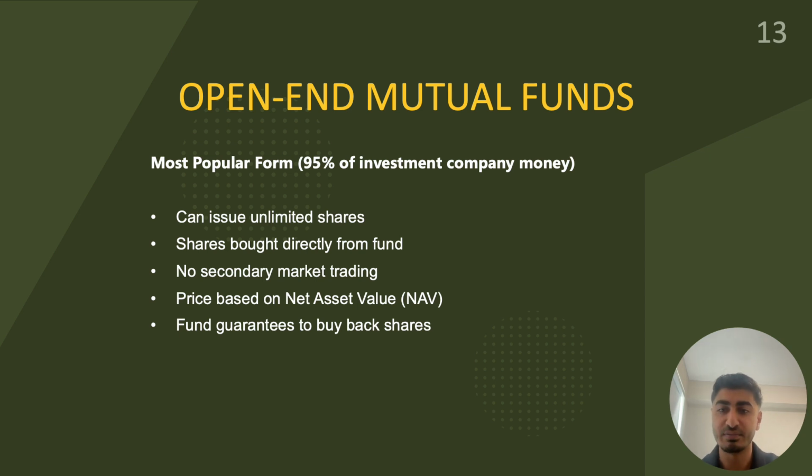Let's start with open-end mutual funds, which dominate the investment company landscape, representing over 95% of all investment company assets. These funds have three key characteristics. They can issue unlimited shares. Shares are bought directly from and sold back to the fund. Pricing is based on net asset value, which is calculated by taking the total market value of securities, subtracting liabilities, and dividing by outstanding shares.